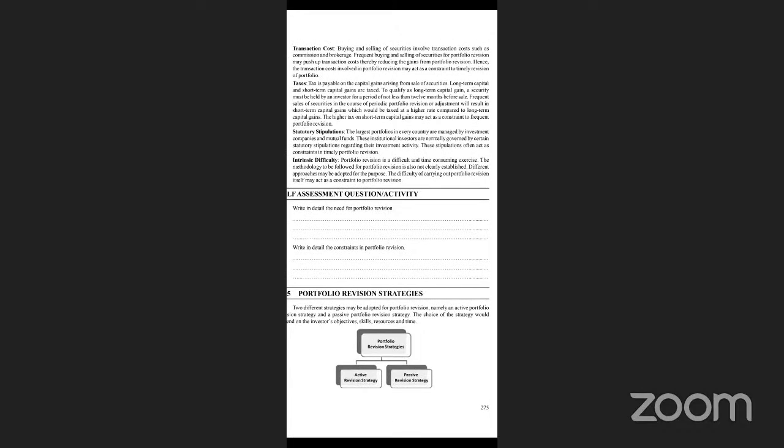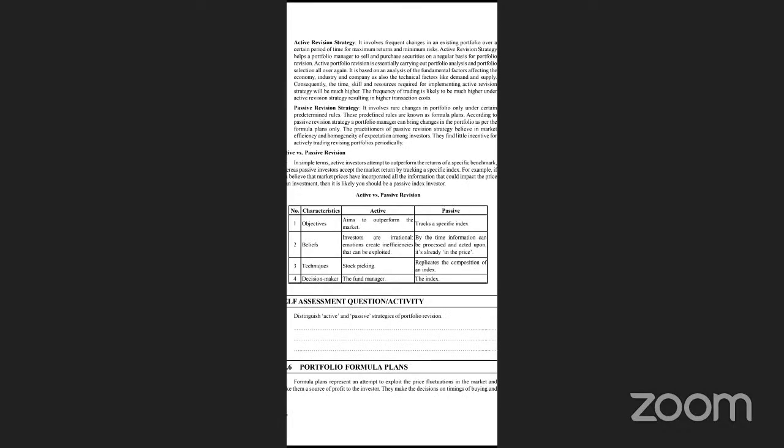So what are the strategies which you are going to adopt in your portfolio revisions? The first strategies are the active revision strategy and the passive revision strategy. If we are going for portfolio revisions, we have two types of revision process, that is your active, and the next one is your passive. The active revision process involves frequent changes to the portfolio over a certain period of time for maximizing the returns and minimizing the risk. This active revision strategy helps the portfolio manager to sell and purchase securities on a regular basis for portfolio revisions. This revision is essential, which helps the portfolio analysis and portfolio selection over a period of time.